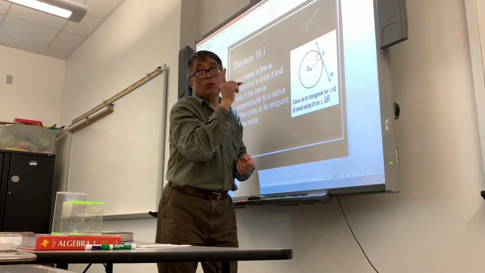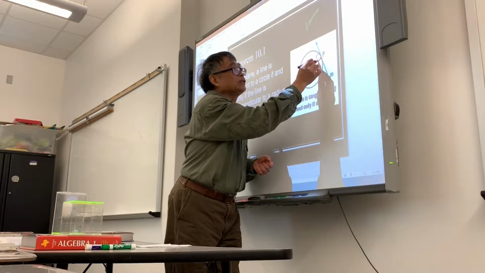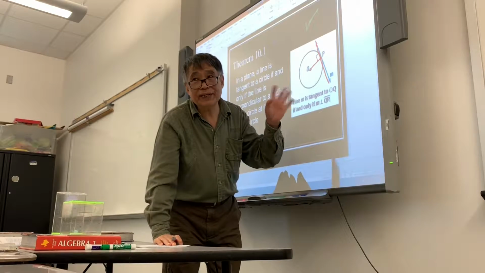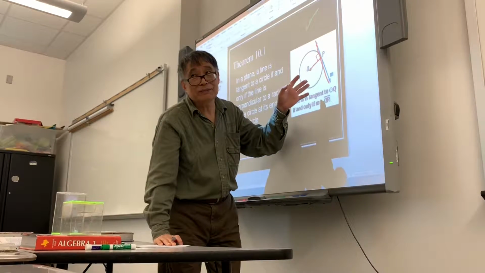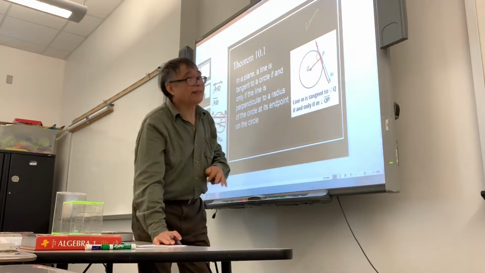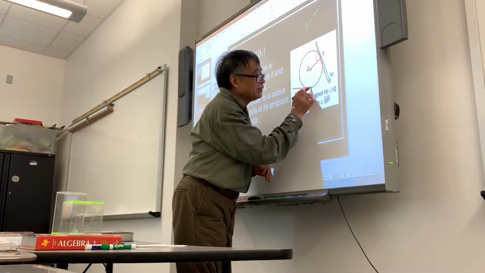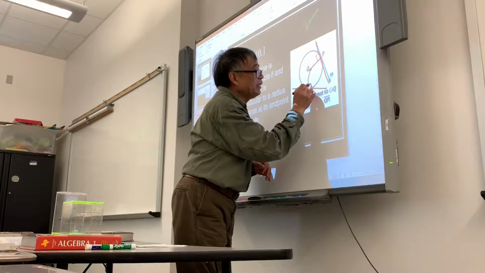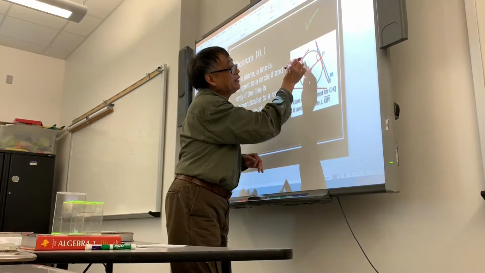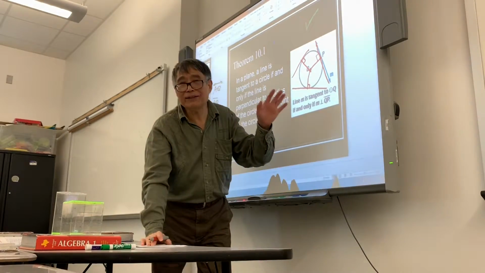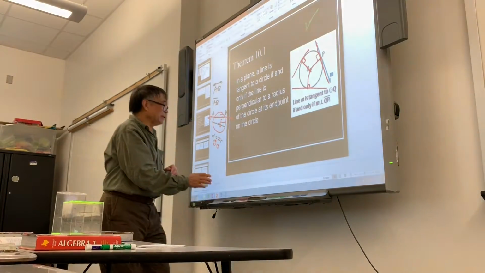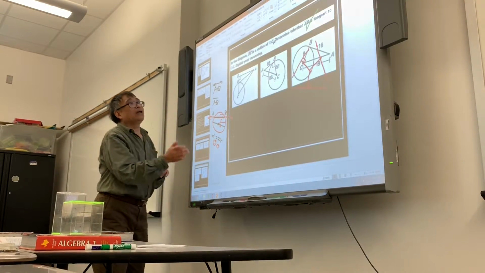You can find one of the radii perpendicular to this line. If you cannot find any radius perpendicular to the line, that line is not tangent. If this is a tangent, for instance, you can find the radius at this point perpendicular. If you cannot find the perpendicular radius, that line is not tangent. Do you understand, please? Yeah.